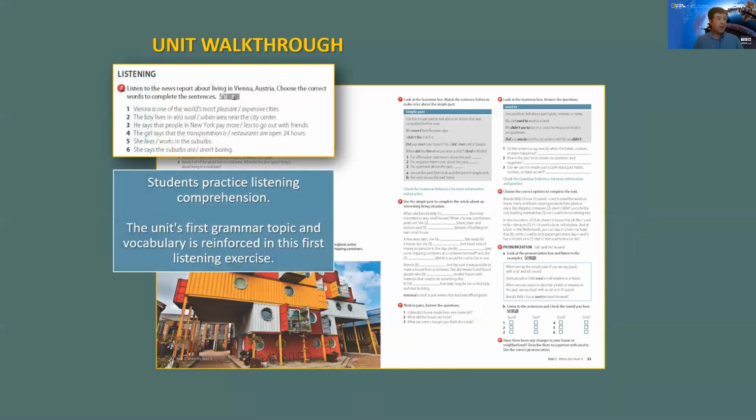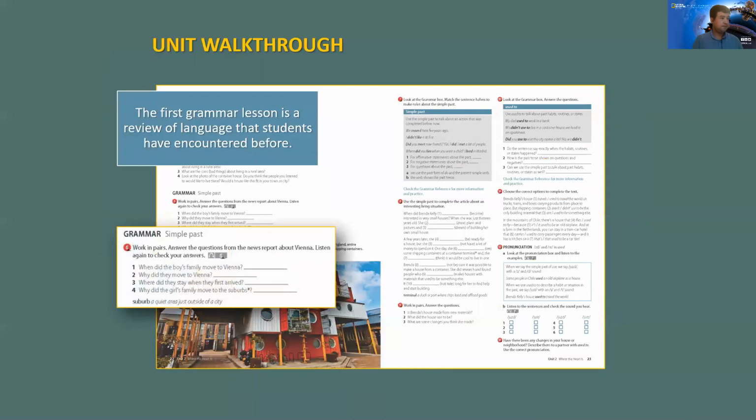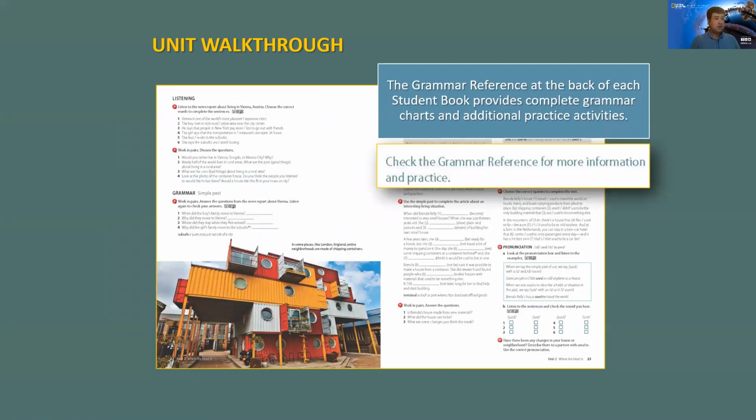On the next page, we have a listening comprehension task, as well as the unit's first grammar topic. Within these activities and within the listening, students will be exposed to the main grammar point, but also the vocabulary that they've been taught in the prior activity. Because there are 2 grammar points in every unit of Perspectives, the first grammar point tends to be a review of language that students probably have encountered before. And the second grammar point, which we'll see later on in the unit, is new grammar or an expansion of grammar, something that students may not have encountered before. To support the grammar work within Perspectives, there is a reference at the back of every student's book, which has complete grammar charts as well as additional practice activities.